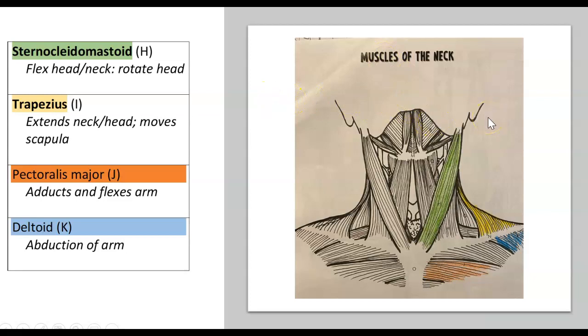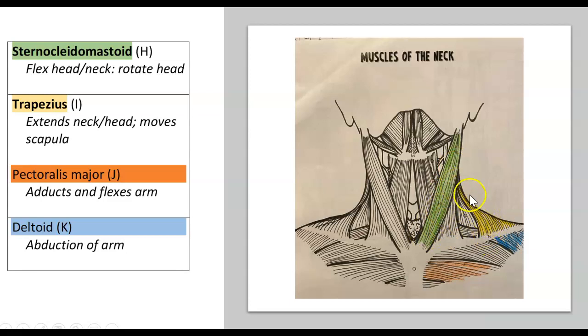So starting with the muscles of the neck, here's the sternocleidomastoid. I call this the yes-no muscle because it is responsible for flexing your head and neck and also rotating your head. So it allows you to nod your head yes or shake your head no. It is in green here, letter H.